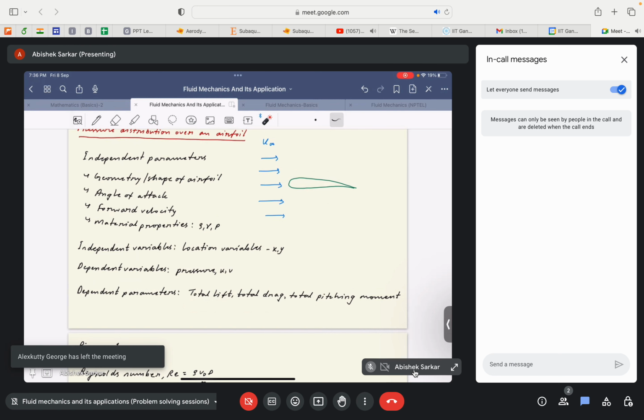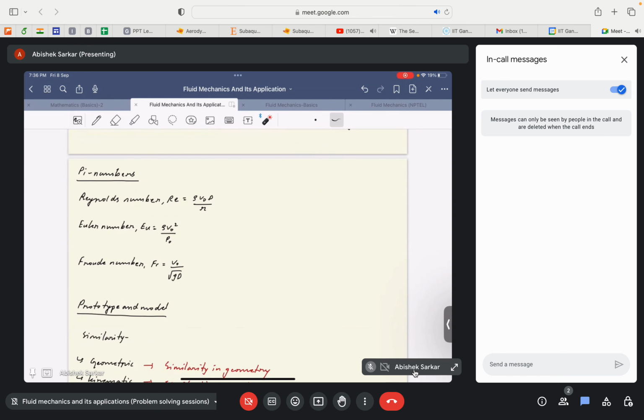It's not that without that we cannot get the conceptual understanding of flow over an airfoil, but getting an idea of these dependent parameters, say total lift, total drag, or total pitching moment, this is just one example. This helps us in getting a much clearer picture of what actually is happening in the case of flow over an airfoil. And you will see that these are actually very important parameters that govern the design of an airfoil. Like what is the total lift, total drag, these are very important parameters that help in determining the design of an airfoil. So I guess that's clear.